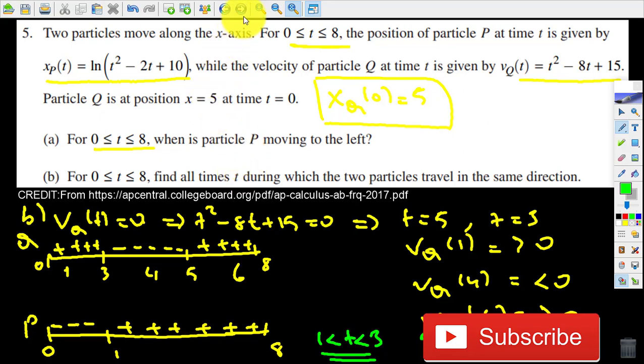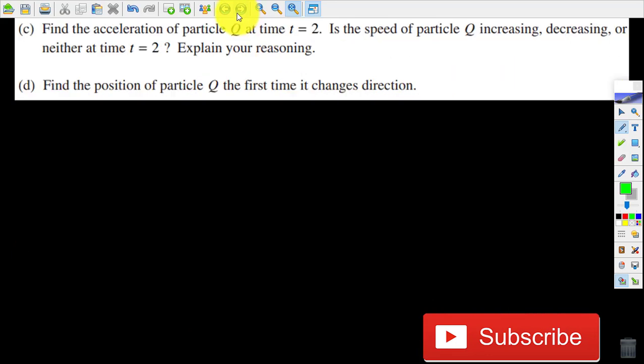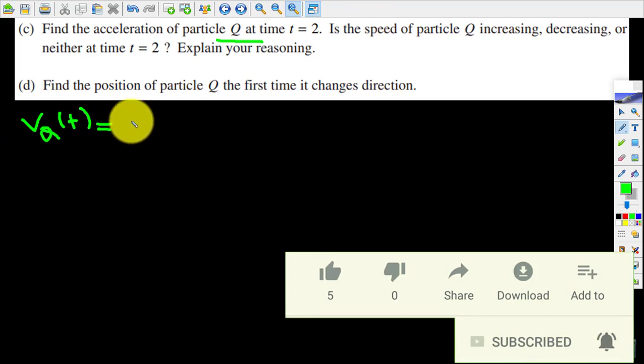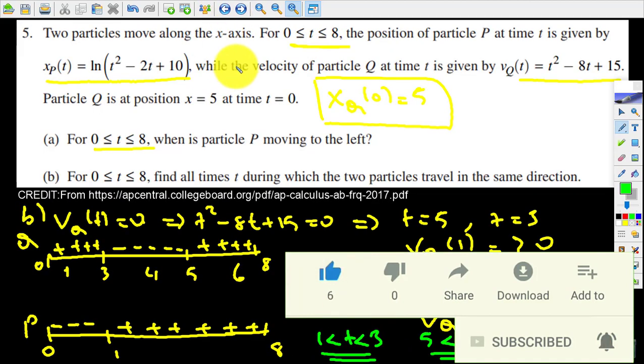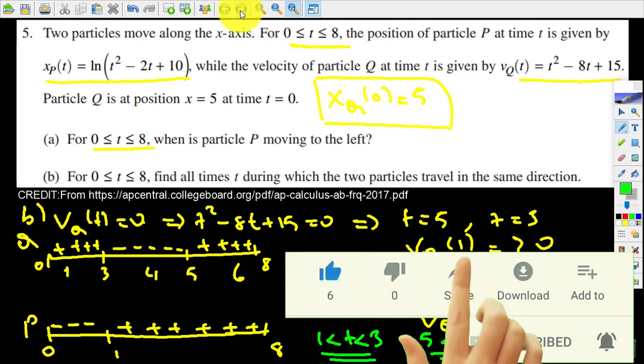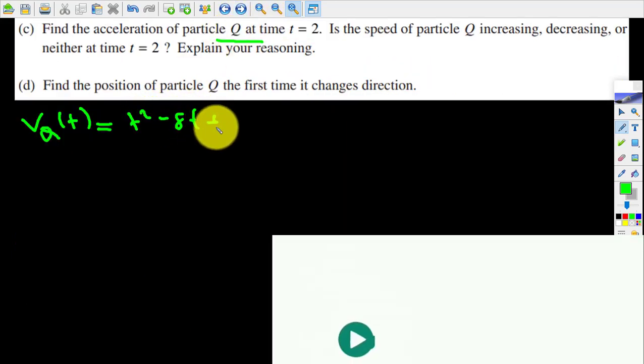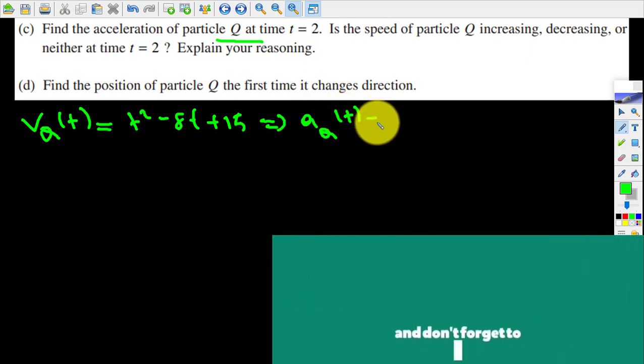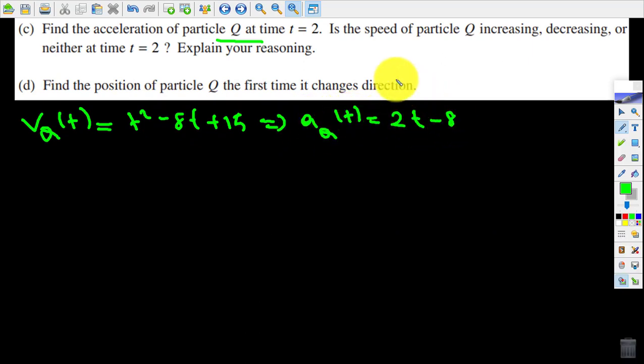Okay. Let's move on to part C. In part C, it says find the acceleration of the particle Q. Remember that we know VQ of t, the velocity of the particle Q, which is t squared minus 8t plus 15. You need to find the acceleration, which is going to be 2t minus 8, and evaluate this acceleration when t equals 2. So it's 2 times 2 minus 8, which is negative 4, less than 0.